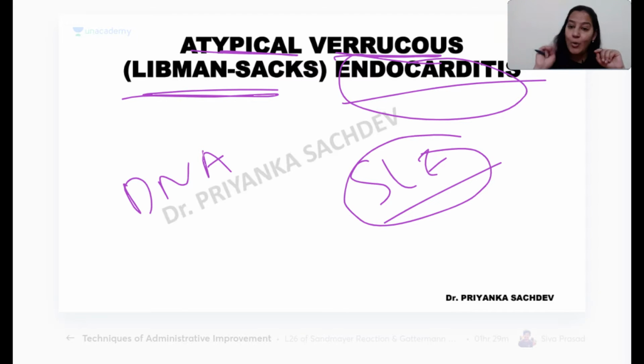In endocarditis, there are two parts, the valvular and the mural endocardium. Here only the valvular endocardium is involved; the mural endocardium is not involved. In the valvular endocardium, vegetations are formed, but these vegetations are different from those of rheumatic fever. So you have to mark or highlight the differences.